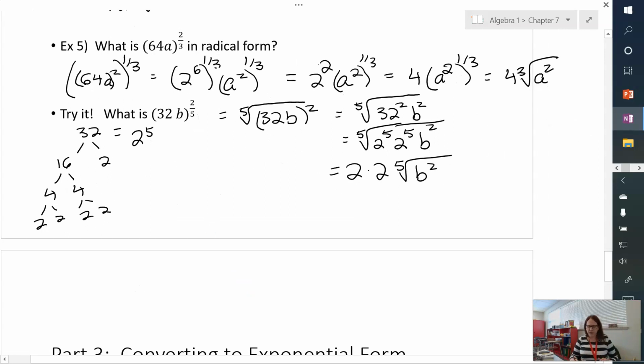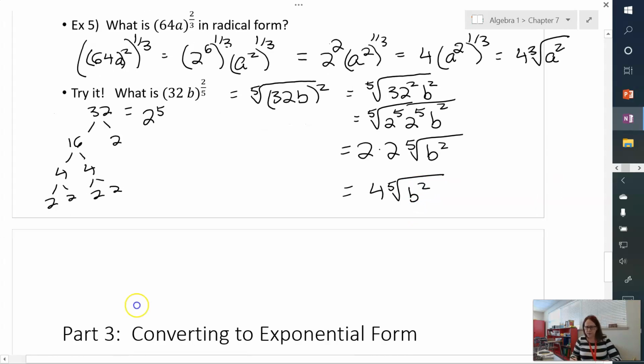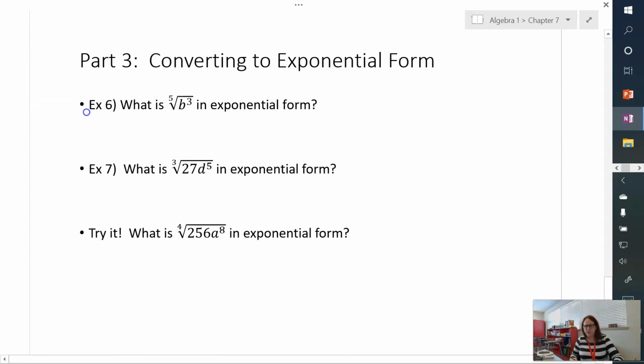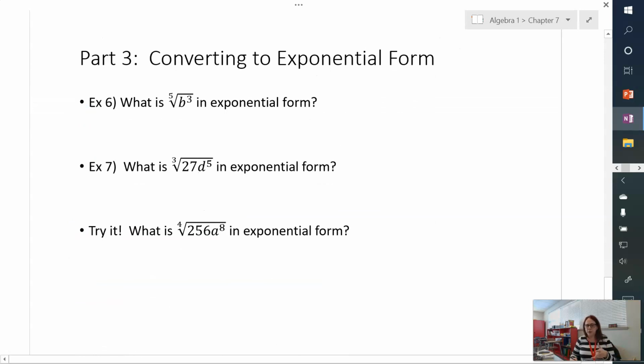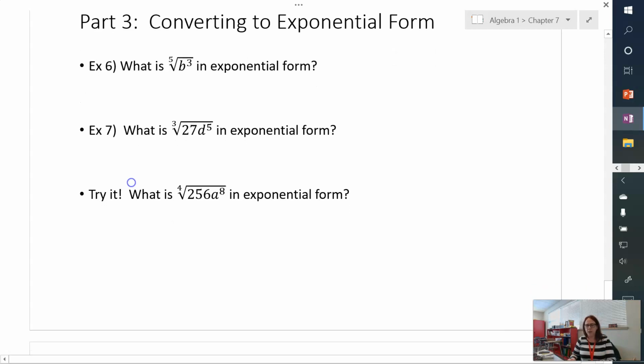And I can simplify this one more step. 2 times 2 I know is 4. So 4 times the 5th root of b squared. That's our answer here. So we've converted into radical form from exponential form. Now let's go back the other way, because at the start of the video, I told you we could go both ways with this. So we're going to start with radicals, and we're going to go into exponential form.